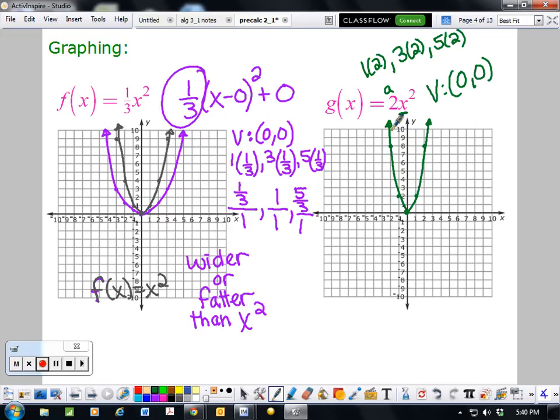And then we can compare that to the original graph. So the original graph starts at (0, 0), goes up 1 over 1, up 3 over 1, up 5 over 1. So when I look here, that green graph is actually skinnier or thinner than x squared.